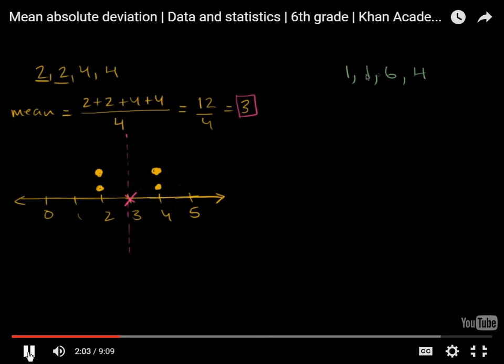And also look at this other data set right over here. So the mean over here is going to be equal to 1 plus 1 plus 6 plus 4, all of that over, we still have 4 data points. And this is 2 plus 6 is 8, plus 4 is 12. 12 divided by 4, this is also 3. So this also has the same mean. We have different numbers, but we have the same mean.